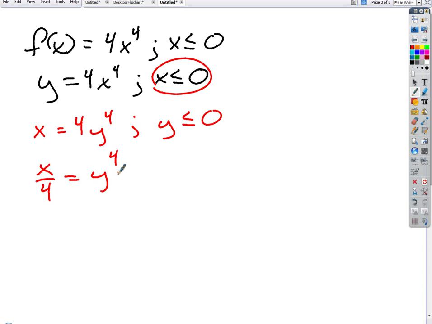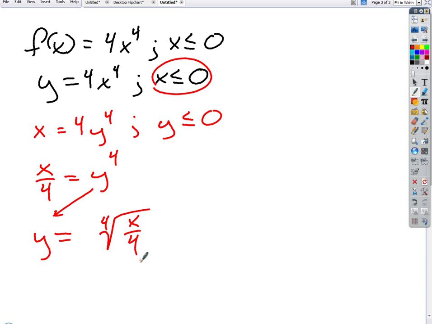So then what does y equal? How do I get y by itself? Well, what do you do to undo a fourth power? I take a fourth root, right? I take a fourth root of both sides. So y equals, I'll put the y over on this side, y equals the fourth root of x over 4.